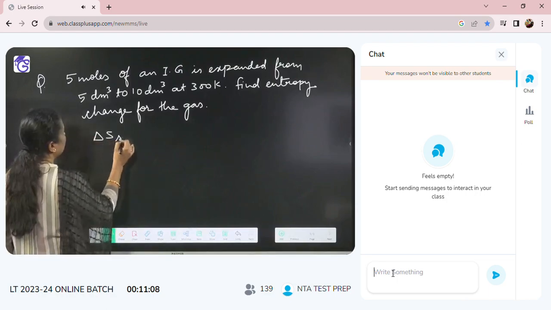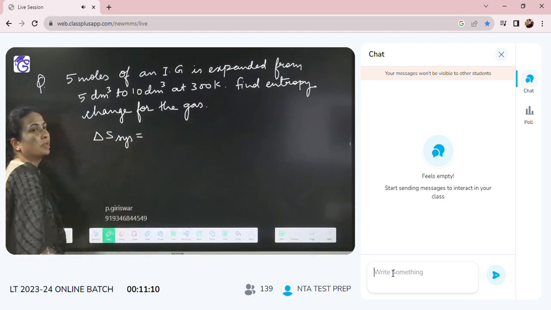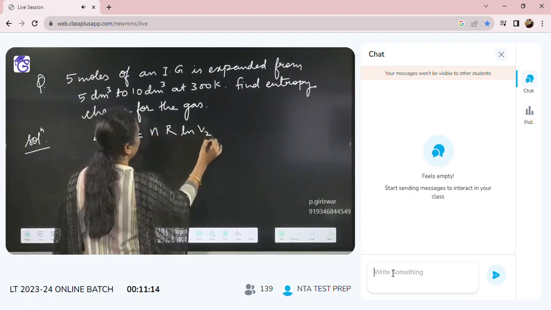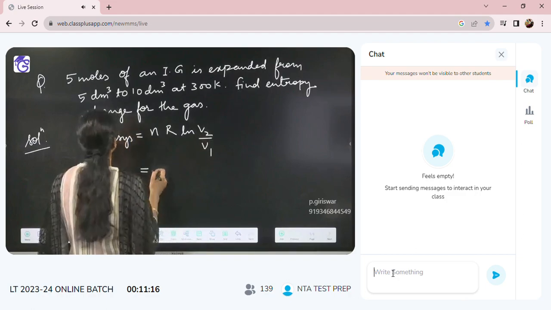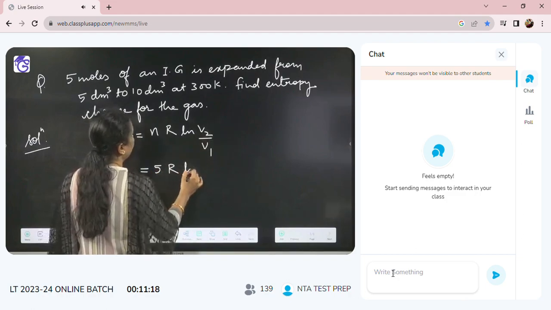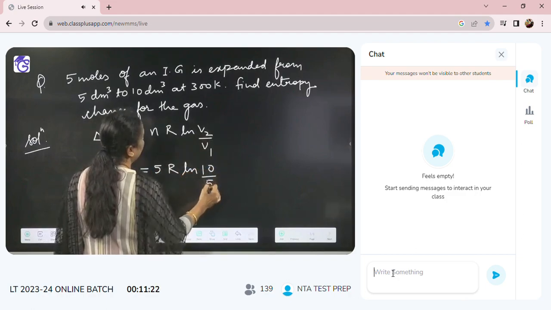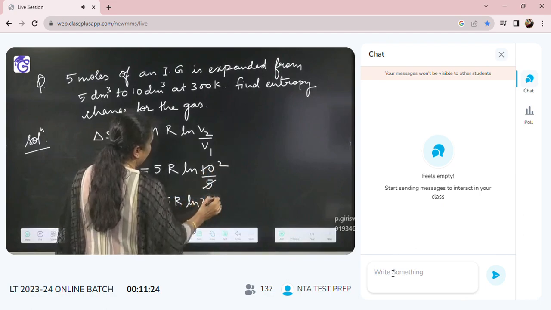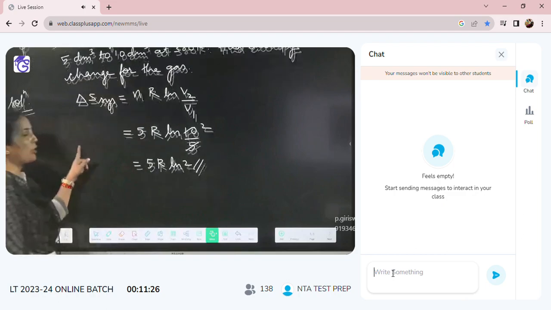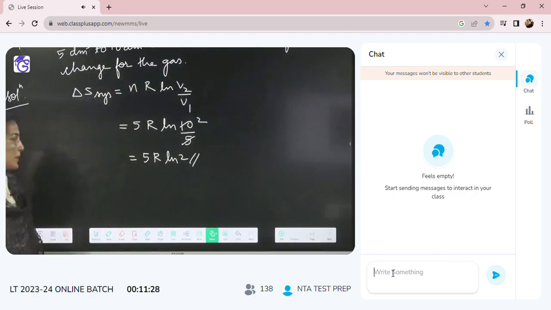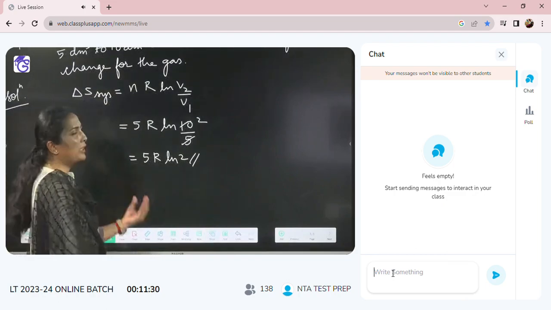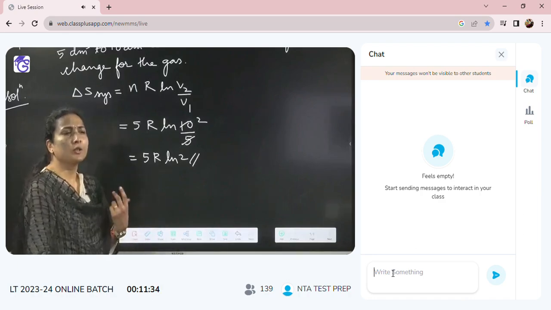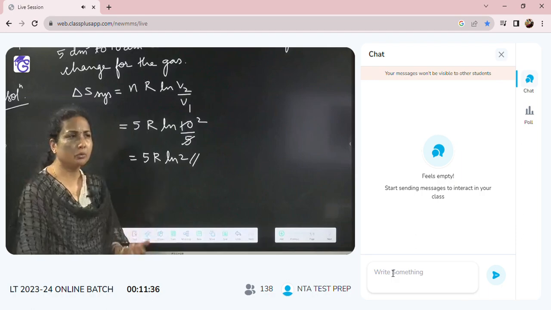Here, delta S system I have asked you. So the formula will become nR ln V2 by V1. Number of moles I have given you 5, so 5R ln, this is 10 upon 5. It will be 5R ln 2. Generally, the examiner gives you in this format, right? But sometimes if they are asking you for delta S to be expressed in calorie per mole per Kelvin or joule per mole per Kelvin, you should be able to do that also.